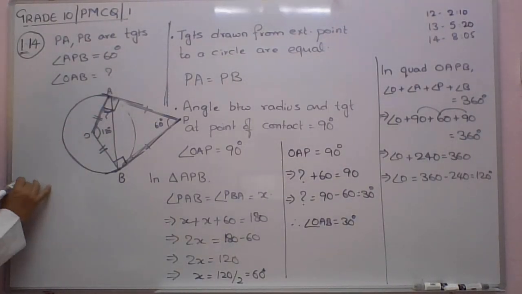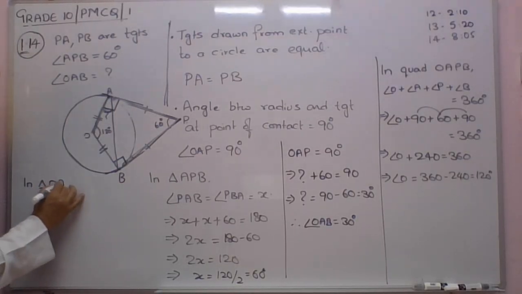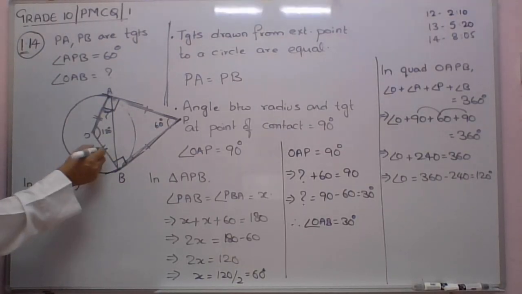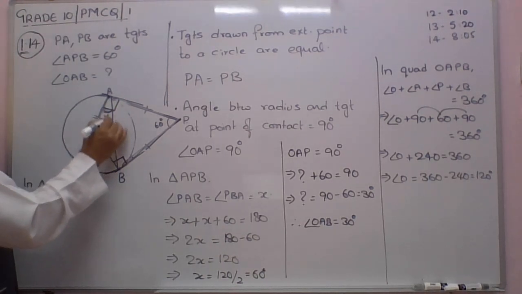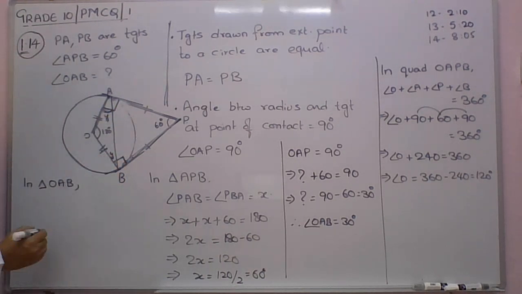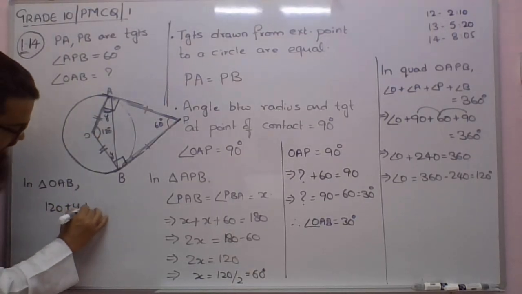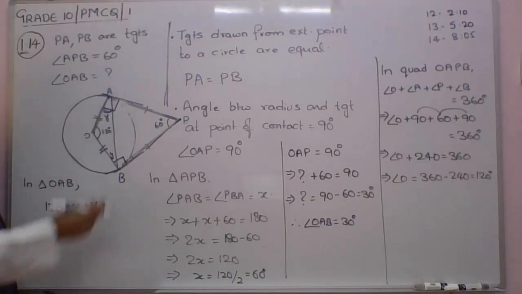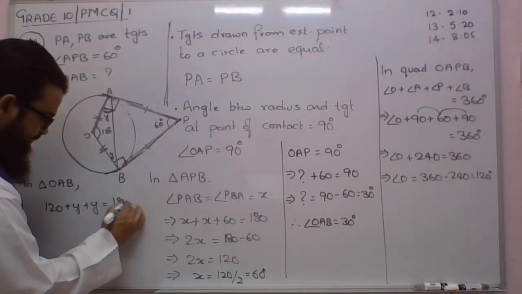Radii, because radius. In triangle OAB, these two are radius. So that means, what do you say about these two angles? This is y and this is also y, right? So 120 plus y is equal to how much? Sum of 3 angles in a triangle, 180 degrees.